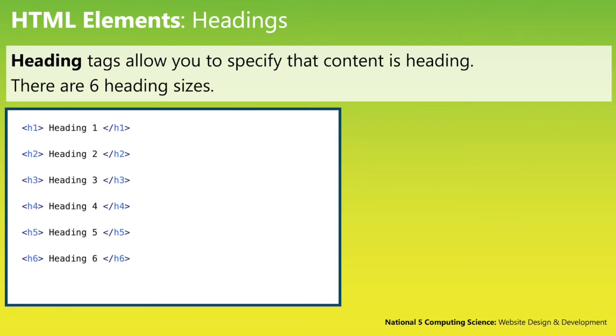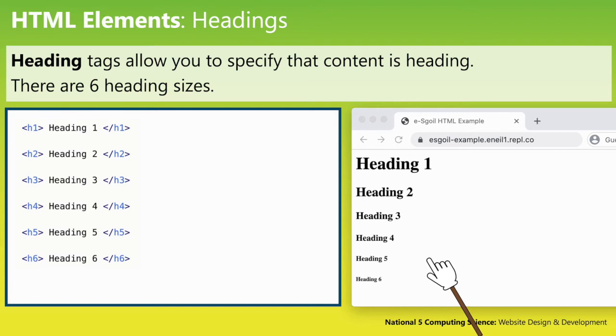Let's now have a look at the number of different HTML tags that we can use. The first one is headings. Heading tags allow you to specify the content that is a heading, and there are 6 different sizes. These go from the biggest at H1 down to the smallest at H6. We have the content of the heading in between the 2 tags, again opening with pointy brackets, closing with pointy brackets and a backslash. So if this page here were to be run in a browser, it would look like this. As you can see, H1 is the biggest heading and H6 is the smallest heading.